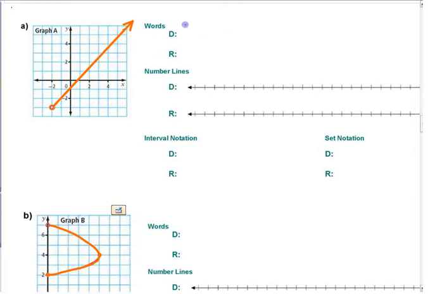Next time I make this, I'll put a space for you to write this. I know it's not there, and there wasn't much space to write it, but number one, make sure we're writing the domain and the range for both of them.